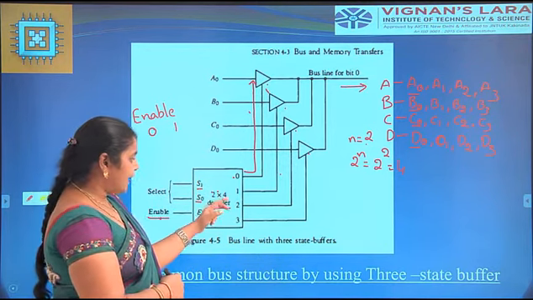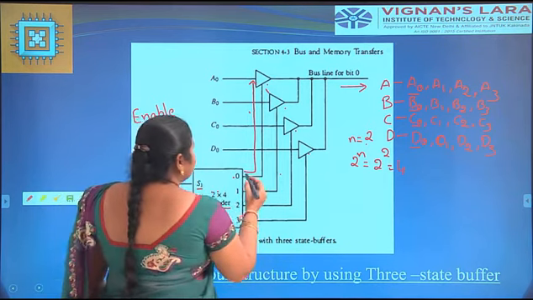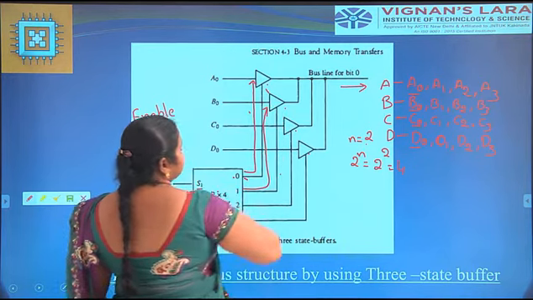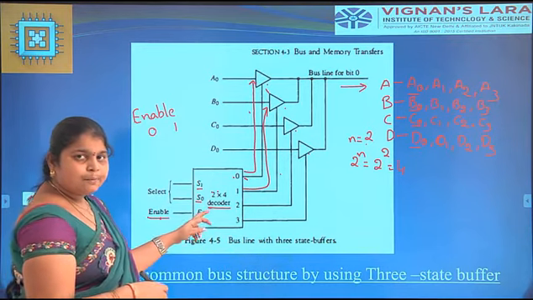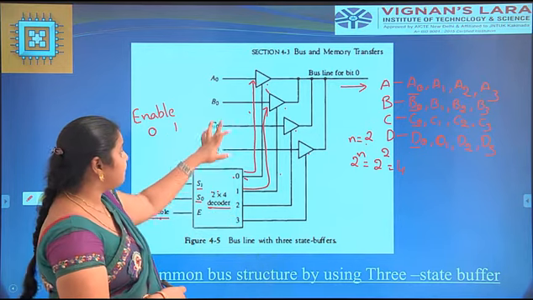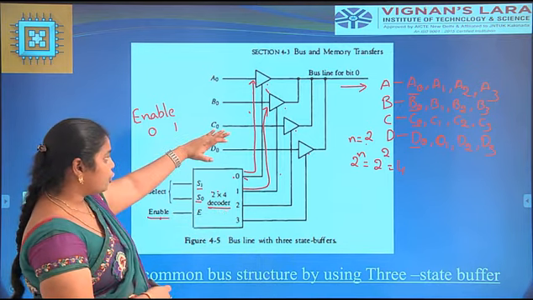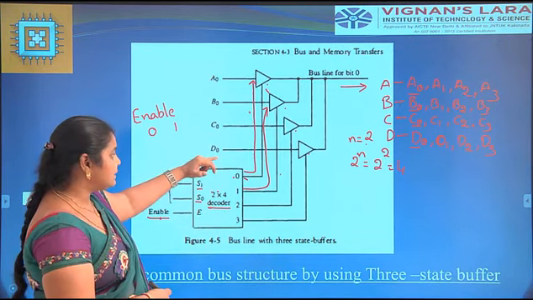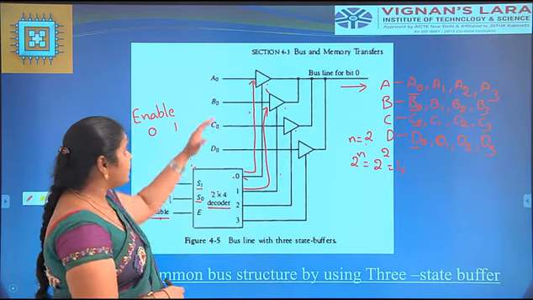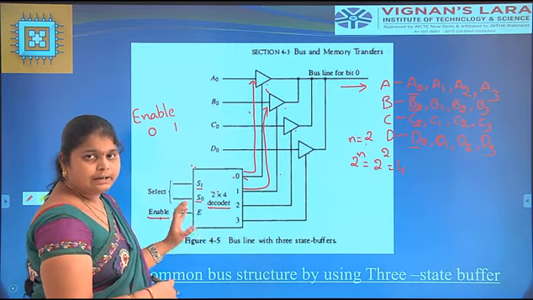Next, we take decoder output 1. This acts as the input of B0. Next, the decoder output acts as the input to C0. Then D0 has the next decoder output. Likewise, A0, B0, C0 and D0 have inputs taken from the decoder.